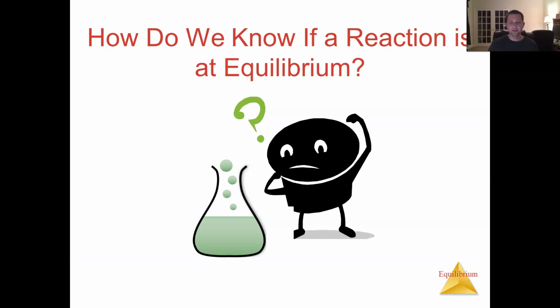What we're going to do today is take a look at something called a reaction quotient. This is very similar to an equilibrium constant, except we're not always sure if we're actually at equilibrium or not. If we're given a set of concentrations, how do we know if a reaction is actually at equilibrium? There are a couple of ways to figure that out.